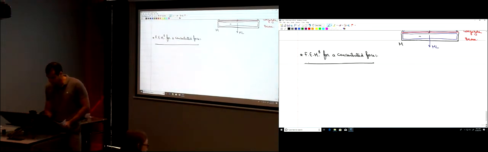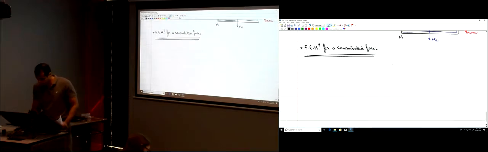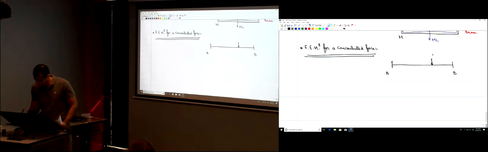That's it, not in the middle. It's not in the middle. It can be anywhere. Okay? So now we have a member AB. There is a force here, P. The length of the beam is L.